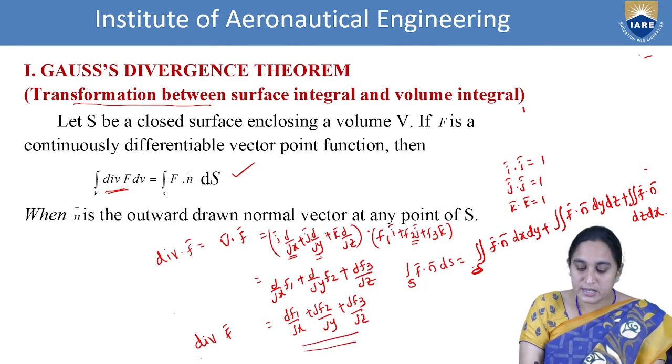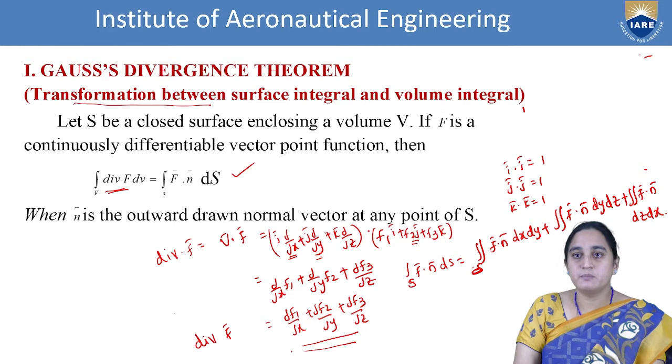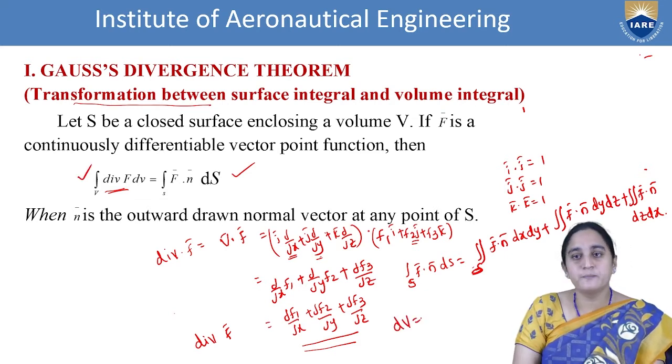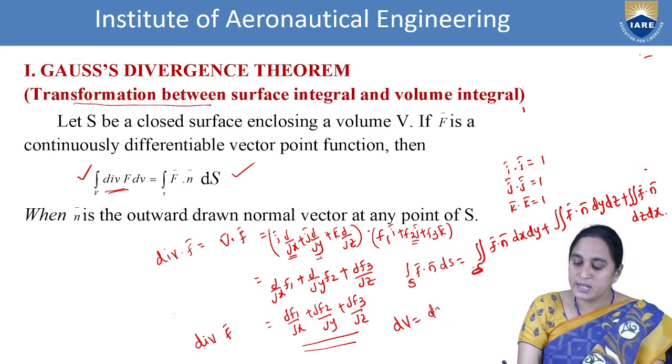That means the integral of divergence of f bar is dou f1 by dou x plus dou f2 by dou y plus dou f3 by dou z. In that LHS part, here what is dv? dv is equal to dx dy dz.